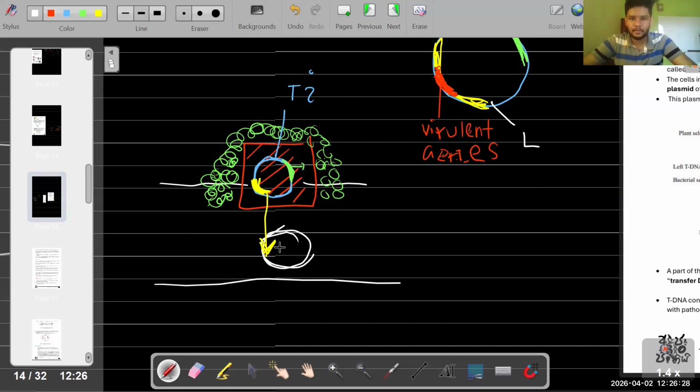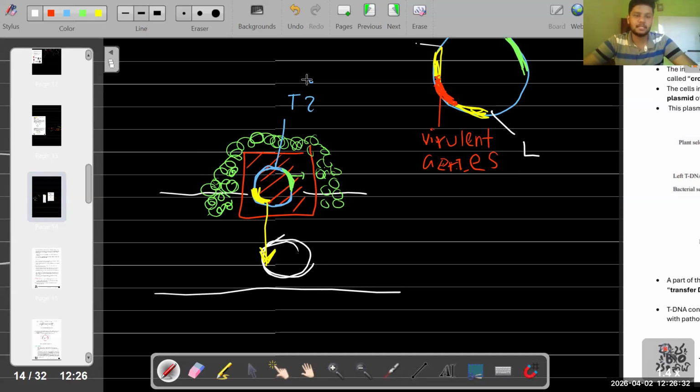Yes. Why? It contains virulent genes. Can you remember? So what we did, we removed those virulent genes and inserted the DNA of interest. What you said was correct. The DNA of interest has no effect. But initially at that location, what was present? Virulent gene. That one is a problem.